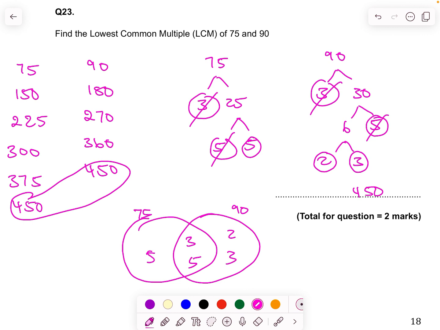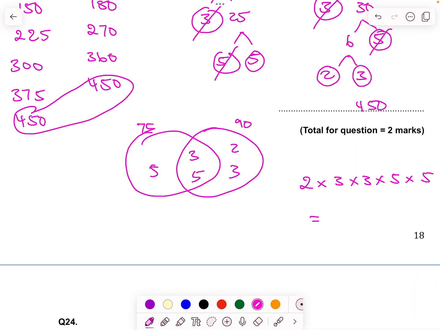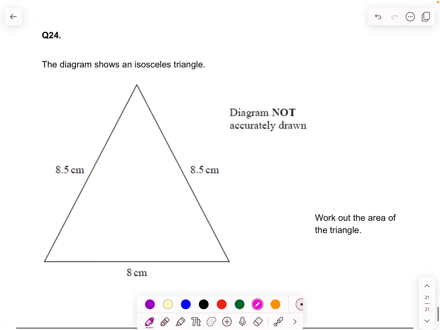And so remember the LCM, you multiply all the numbers in the Venn diagram. If we were just finding the HCF, the highest common factor, we would just multiply the numbers in the middle. So you need to, on your calculator, do 2 times 3 times 3 times 5 times 5. And you would find that that indeed gives you 450. So that's fine. Right, is this the last one? Yeah, this is the last question.